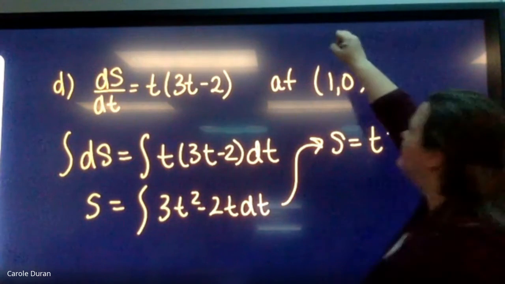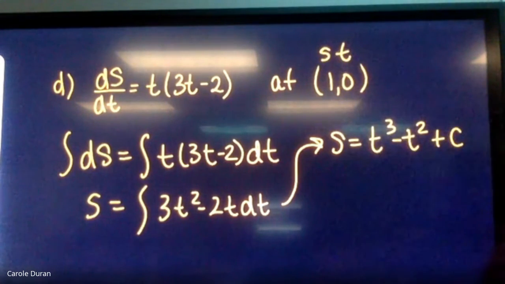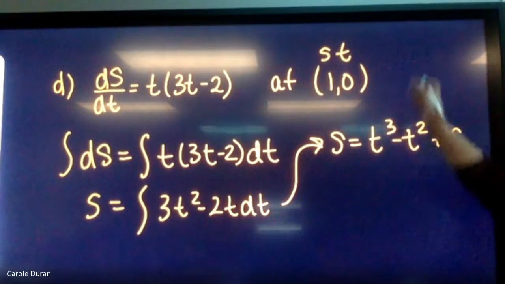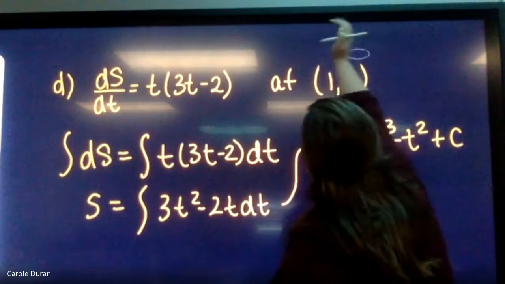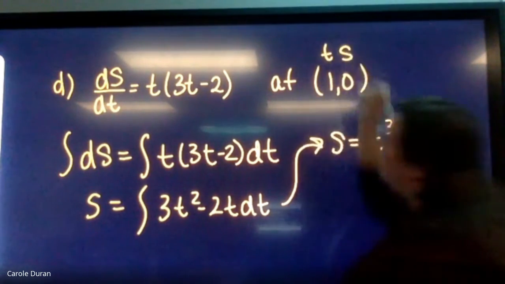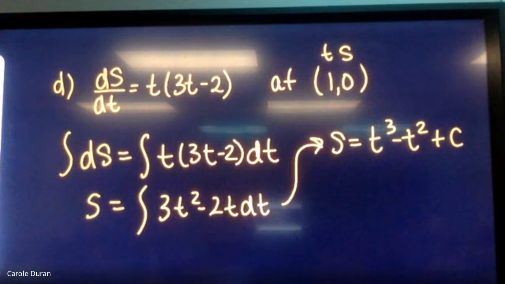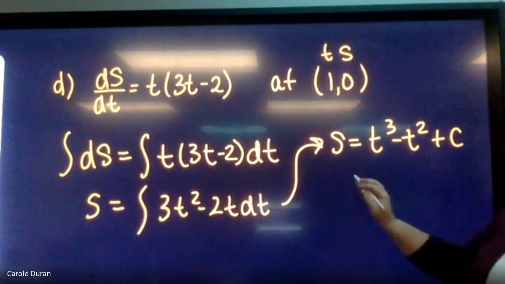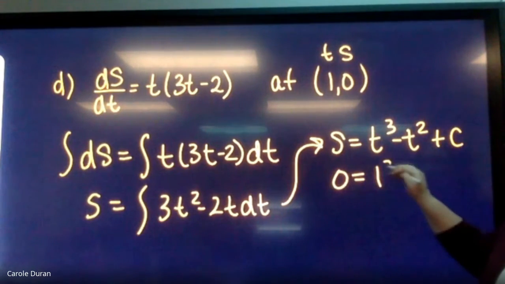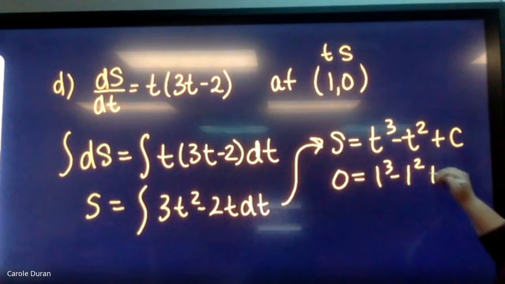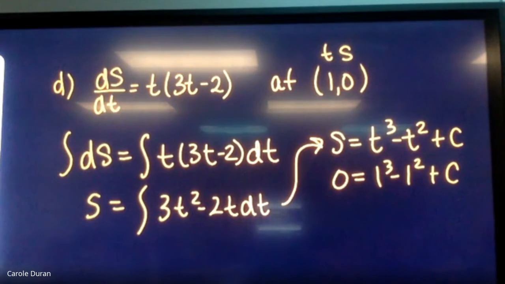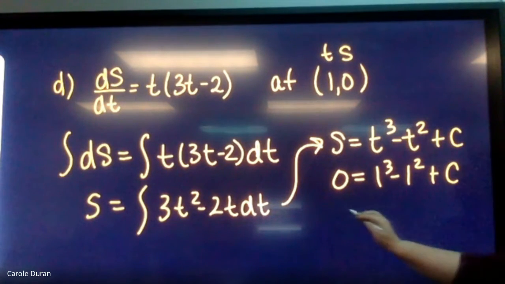This is my S. This is my T. Oh, wrong way. Dang it, I do that every time. It says when T equals this and S equals that. I just shortened it because I didn't have enough room. Okay. So T here is 1, S is 0. I go ahead and plug those in, and then I solve for C. Zero equals C.